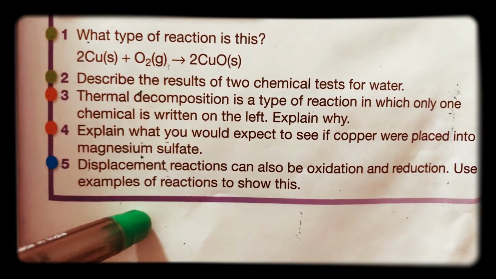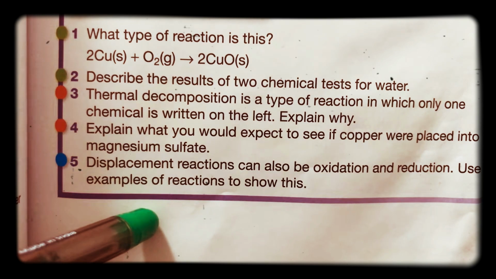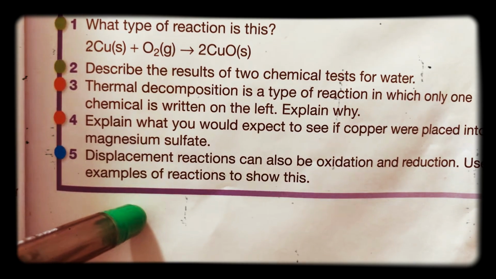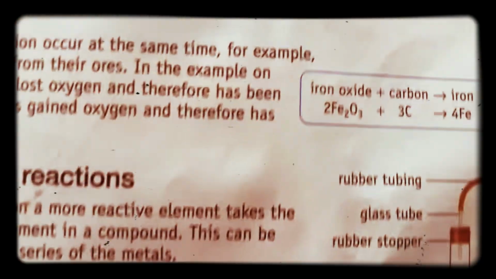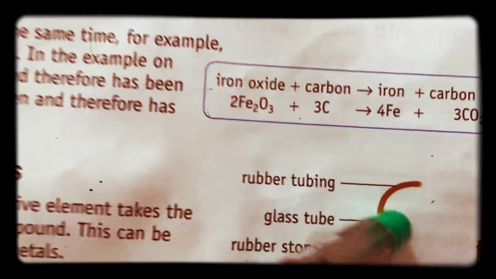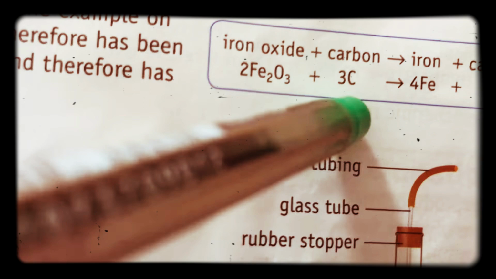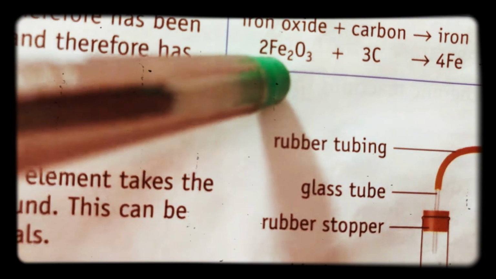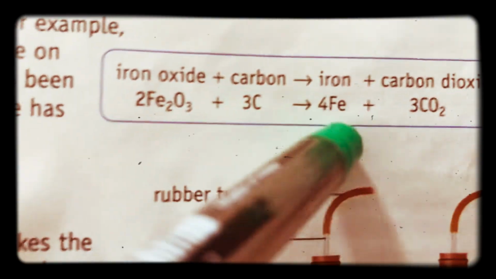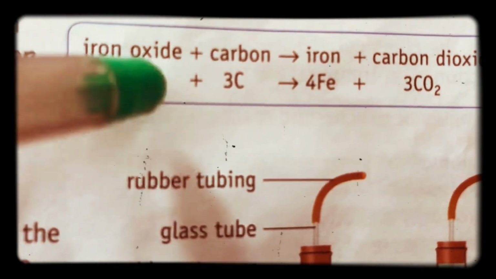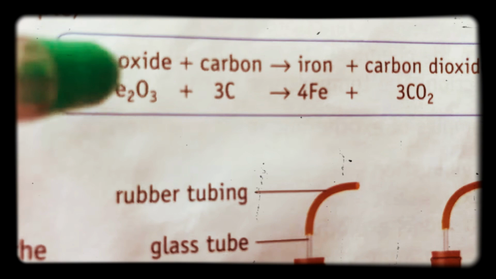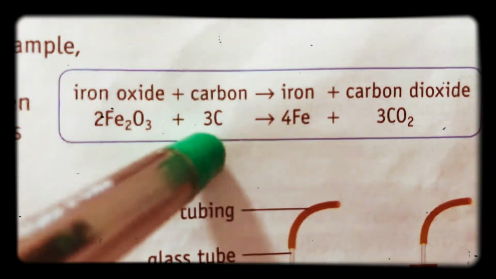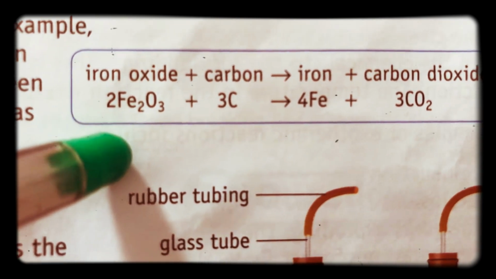Displacement reactions can also be oxidation and reduction. Use examples of reactions to show this. Pause the video. Well, a good example was the blast furnace. So you can actually have a displacement reaction. You could say that carbon is higher in the reactivity series than iron, so it will displace the oxygen from iron oxide. So that's the product. But you can also say that this is also a redox reaction, because this is reduced, that's oxidized, that's the reducing agent, that's the oxidizing agent.